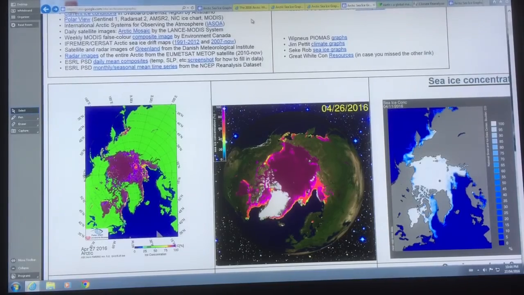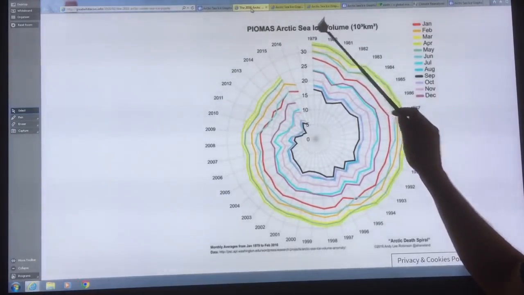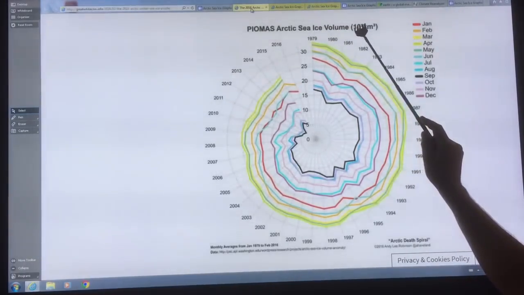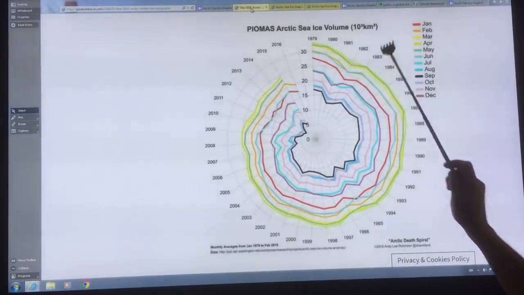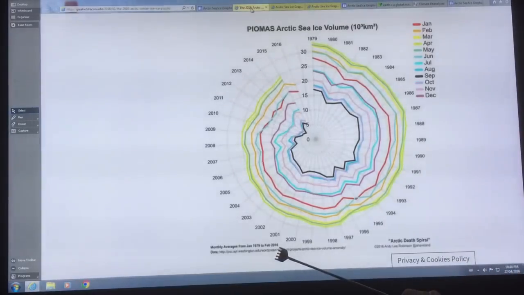A blue ocean event being, say, less than 1 million square kilometers of sea ice at the end of the melt season. So what you see here is the Arctic sea ice volume in 10 to the cubed, or 1,000 cubic kilometers, and it's for each different month from 1979 to present day. This was updated February 2016.